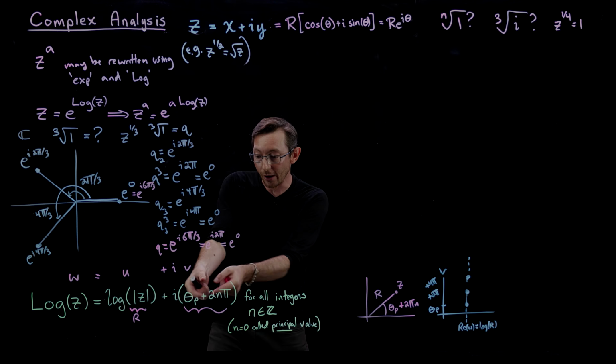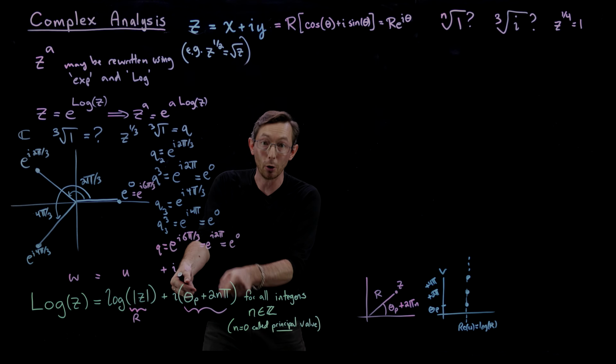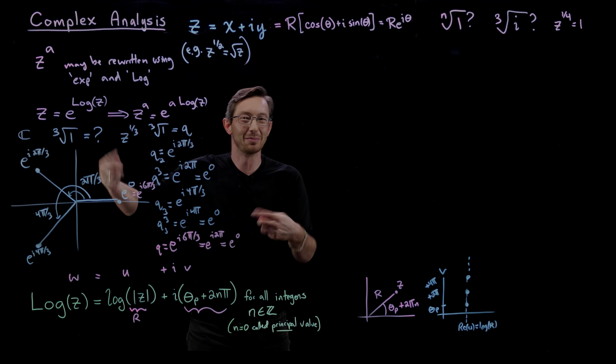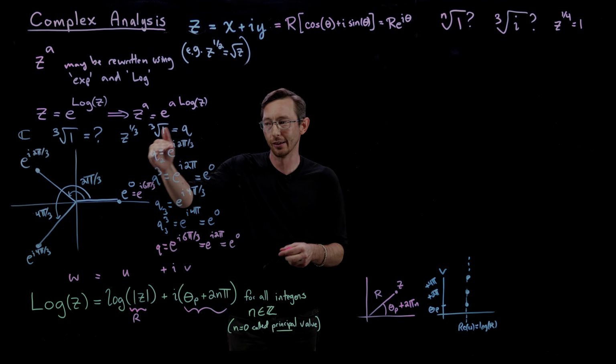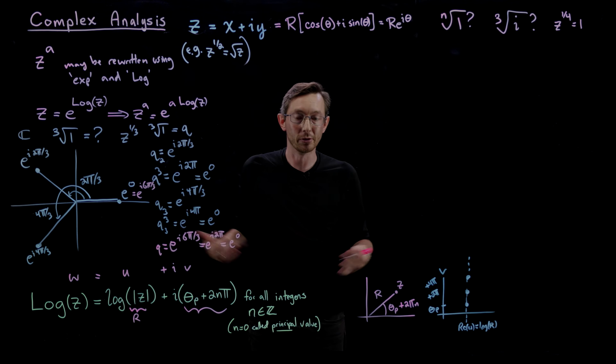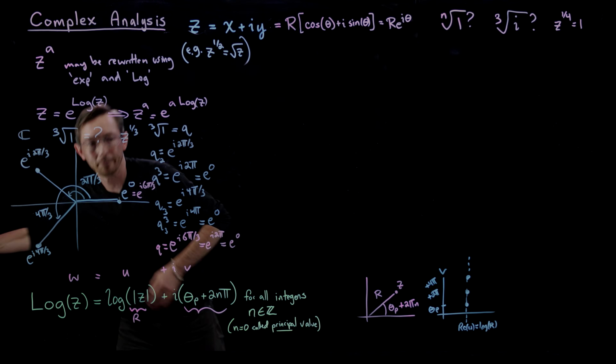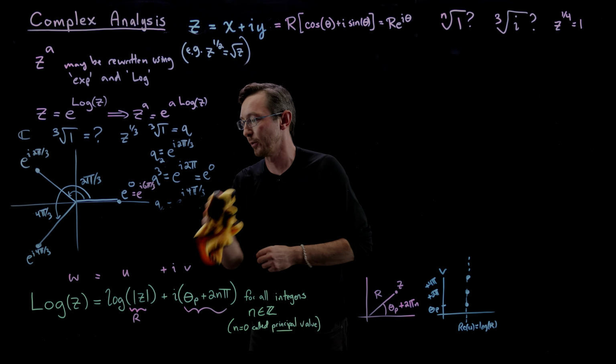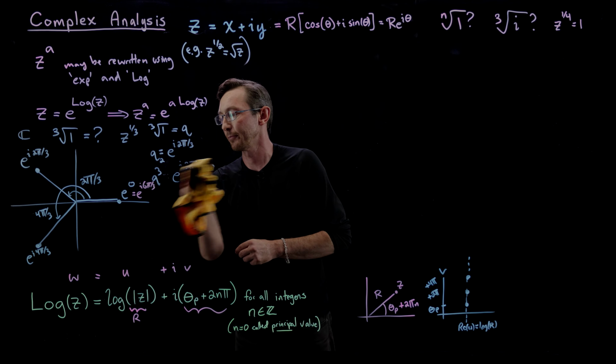So even though I can keep adding 2 pi over and over and over, eventually those cubed roots start to be the same thing. They all mean the same thing. There's only 3 unique cubed roots of 1. Okay, so I'm going to derive the general formula, and then we're going to revisit this again.